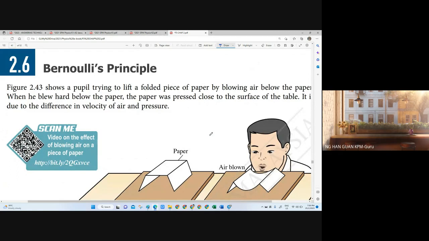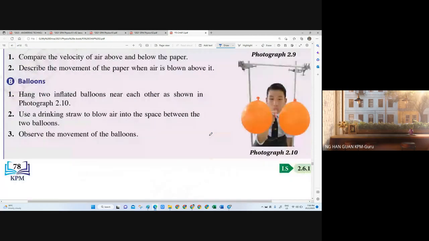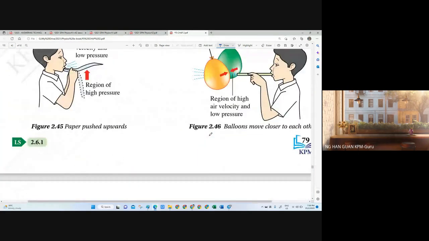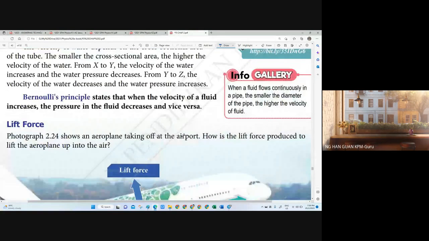Bernoulli's principle is just the application of the concept of how the speed of the fluid affects the pressure of the fluid. Bernoulli's principle states that when the velocity of the fluid increases, the pressure of the fluid decreases. So it's inversely proportional.